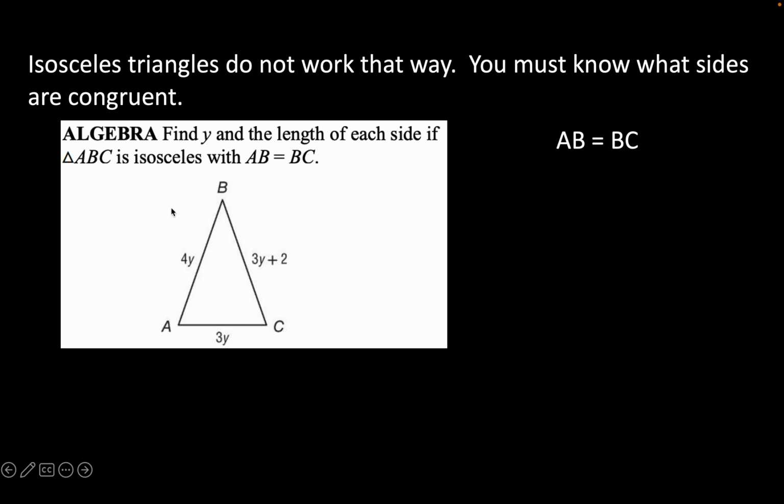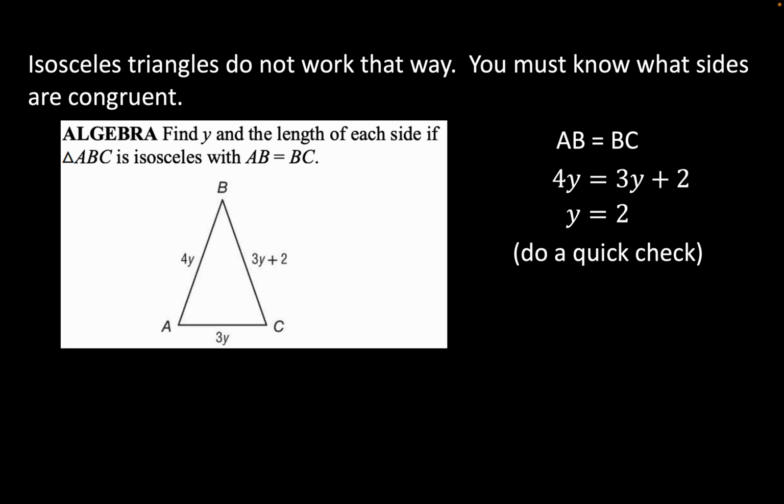And so what we can do is substitute what we know AB to be measured as, which is 4y. And we can substitute what we know BC to be equal, which is 3y plus 2. And then we just solve. Once again, move your 3y by subtracting it, getting regular y, bringing down your 2. Y is equal to 2.